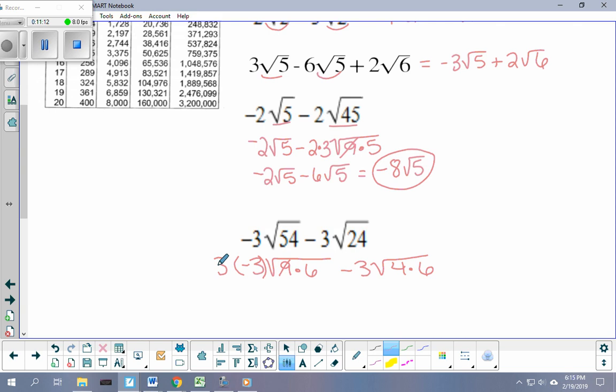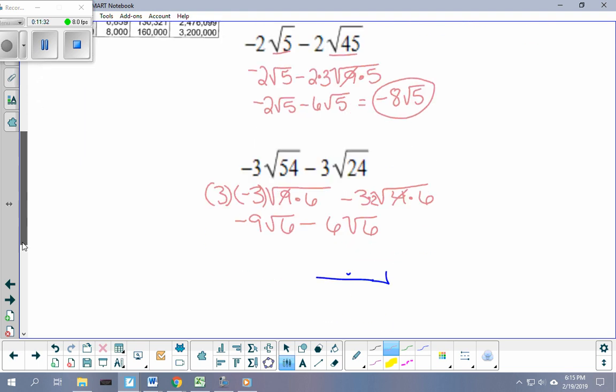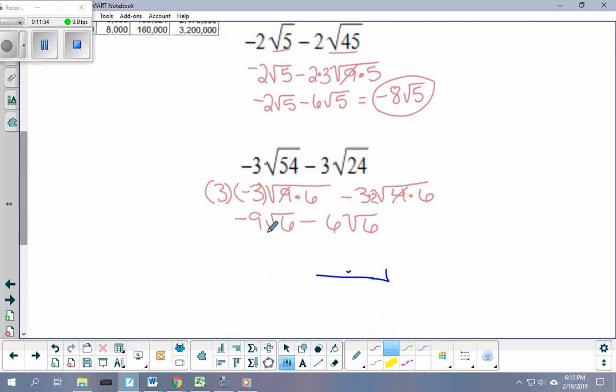We also then have to bring out a positive 3. And the square root of 4 is a 2. So I have to fit that in here, times 2. I'm going to write small. Sorry about that. So now we have negative 9 root 6 minus 3 times 2 is 6 root 6. And then, so now we can combine these because they're both root 6. So minus 9 and minus 6 is minus 15 root 6. There's your final answer.